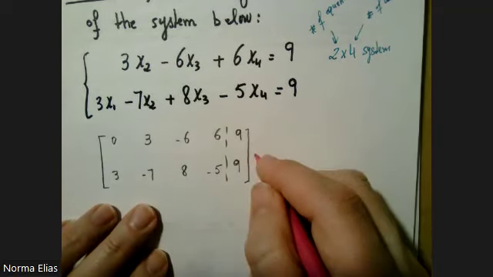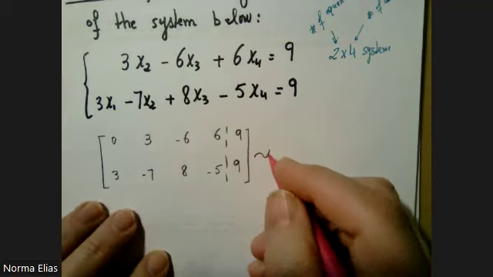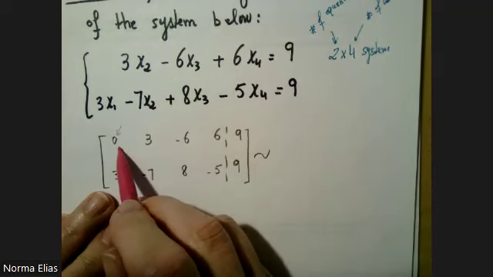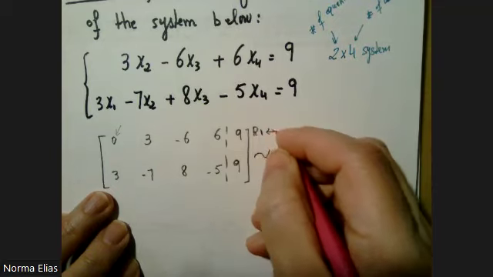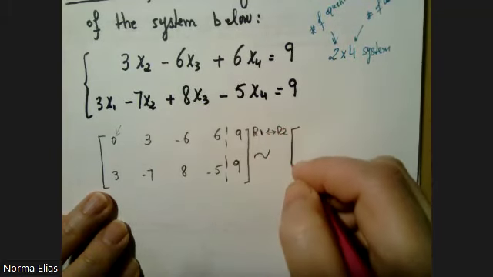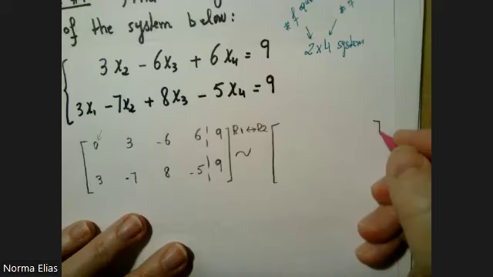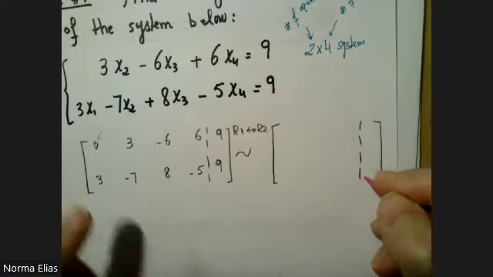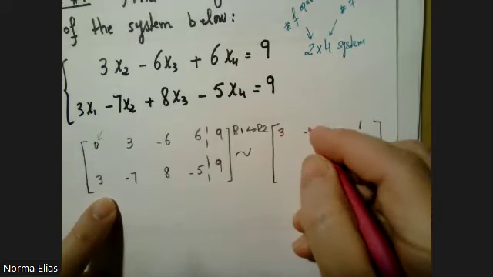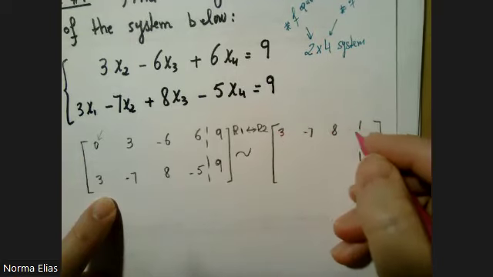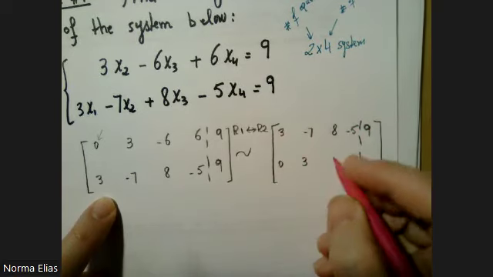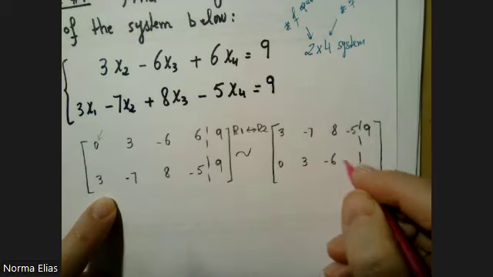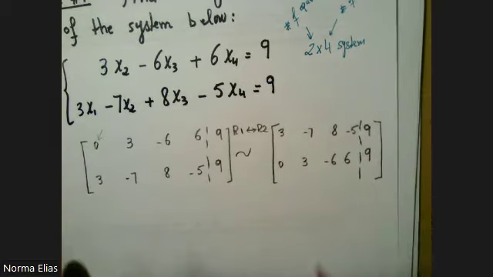Quickly. Interchange, exactly. I need a leading entry here. I don't have one. I need to interchange. So the first one I will do is interchange R1 and R2. So it's a 3, minus 7, 8, minus 5 and a 9, a 0, a 3, minus 6, 6, 9. Okay, so now I have a leading entry right there.